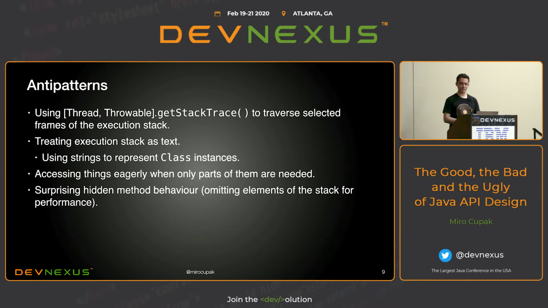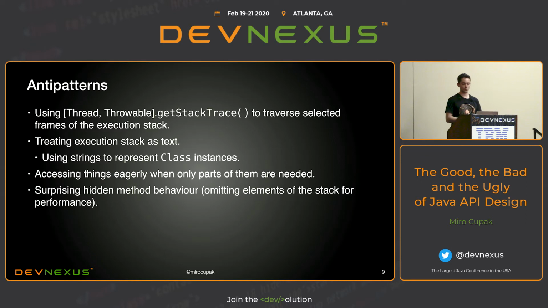As for anti-patterns, don't use the old getStackTrace method when doing any processing on the stack. There is a time and a place for this method, of course, such as when you're throwing an unrecoverable error. But more often than not, especially when you need to do any sort of processing, you want to use the Stack Walker instead. Don't treat the stack as text, which is what the old approach did. Use a better structure, like the new approach does.